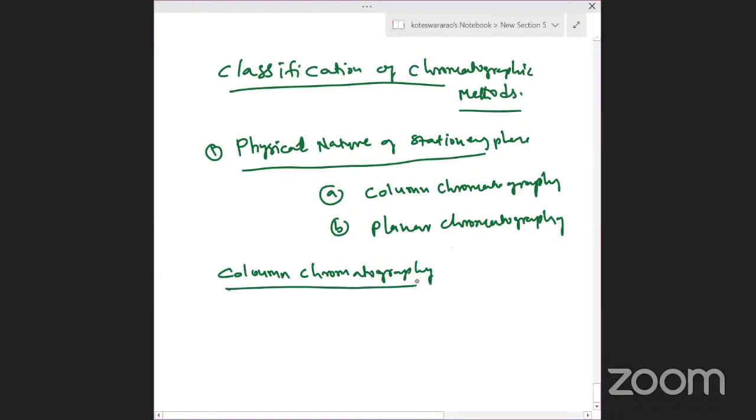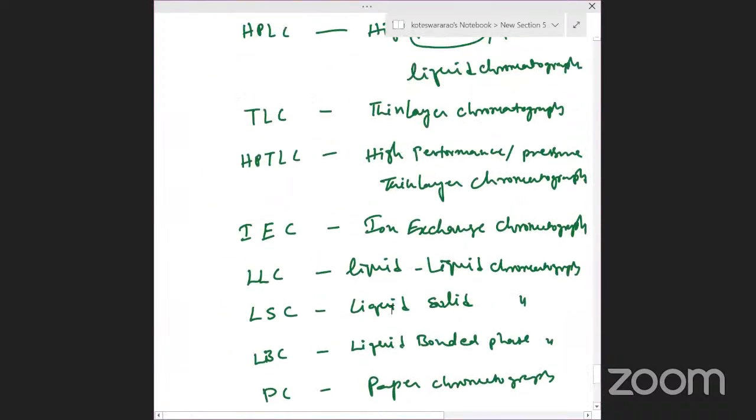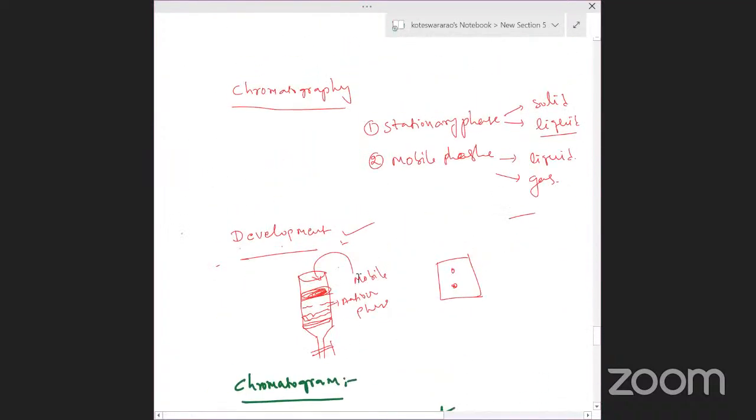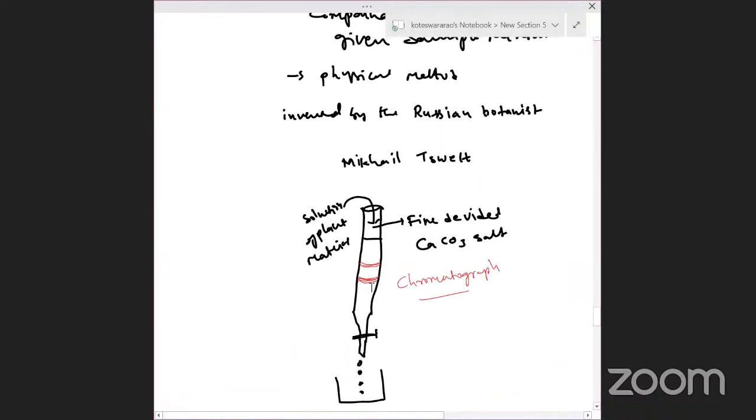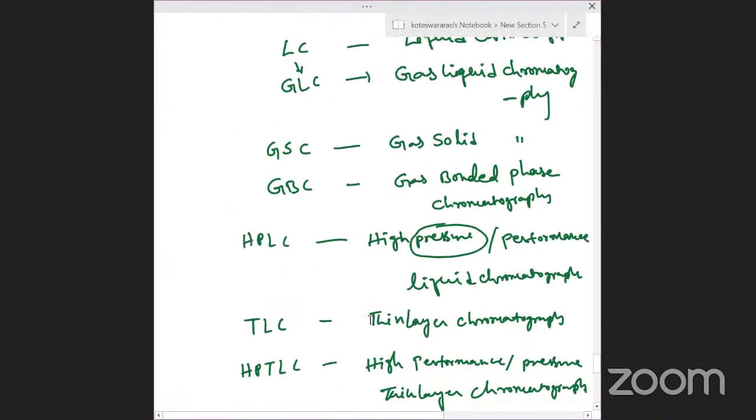What is column chromatography? In this type of chromatography, a stationary phase is packed in a long, narrow glass or metal tube. In column chromatography, we generally use a vertical tube. That kind of chromatography is called column chromatography.